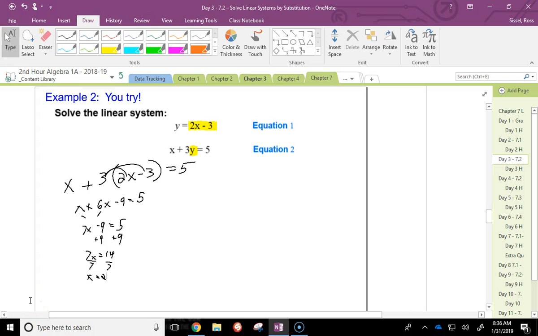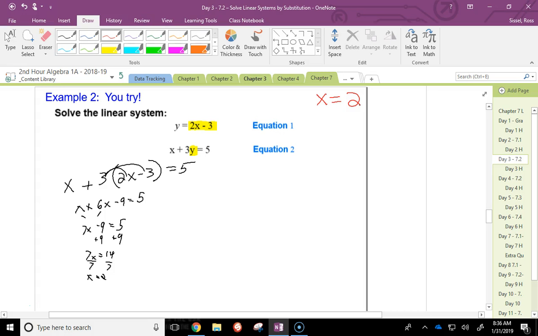Okay, so Jordan went ahead and came up and solved this one. Follow along with me now. So she distributed the 3, combined like terms, 7x minus 9 equals 5, added 9, 7x equals 14, divided by 7. Your final answer, she got x equals 2. I will tell you that is correct. X equals 2. Okay, who can tell us how do we find y now?